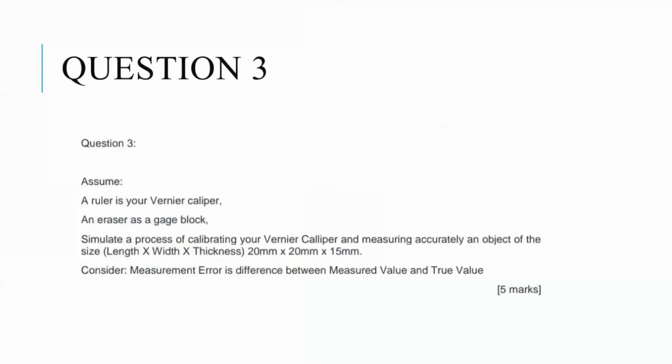We continue to the last question, which is: assume a ruler is your vernier caliper, an eraser as a gauge block, and simulate a process of calibrating your vernier caliper and measuring accurately an object of the size 20 mm times 20 mm times 15 mm. Consider measurement error is the difference between measured value and true value. Next, we will continue with the procedure of the experiment.